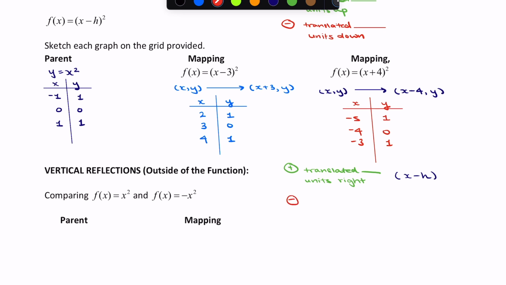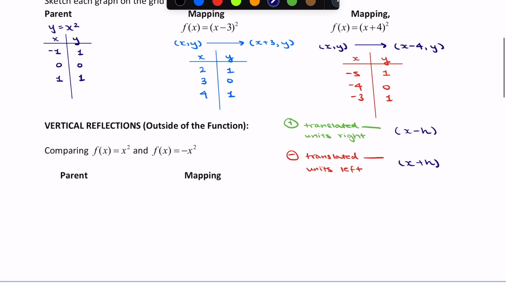Here, if the value is negative, it's translated blank units to the left. However, inside the brackets, it would look like x plus h. And so it's always the opposite of inside the brackets, because when we look at vertex form, it's written as x minus h squared.